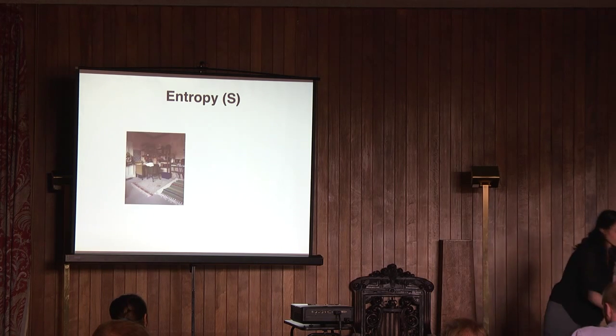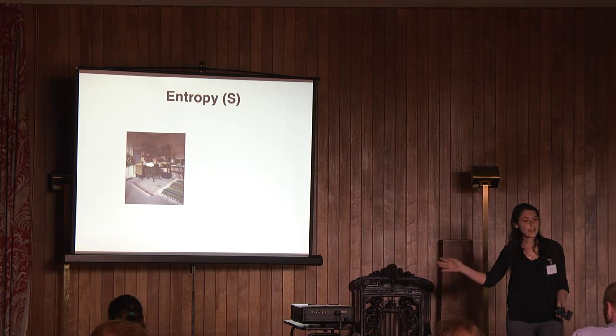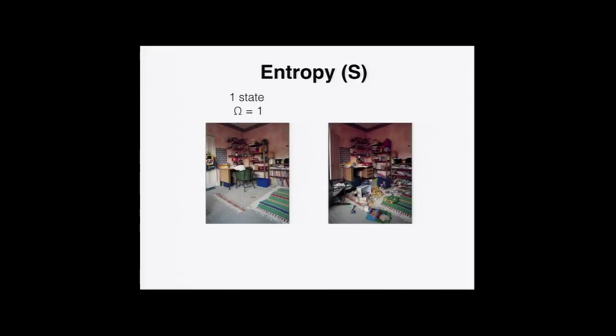So for example, consider the following room. It's very clean, and everything has a very specific place. So there's really only one way for everything to be in its proper place. So we say the number of states, or ways, that this room can be tidy is 1. But what about when the room is messy? How many ways are there for this room to be messy? Well, there are many, many ways that this room can be messy. Here is one example. But alternatively, the chair could be on the other side, more books could be on the floor. And so we say that there are many, many states in which this room could be messy or disordered.